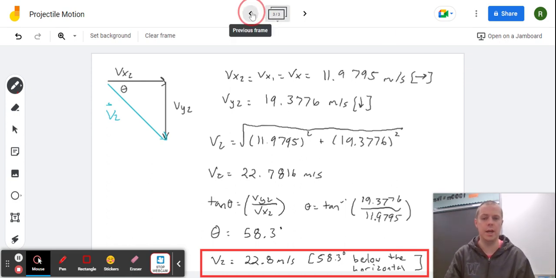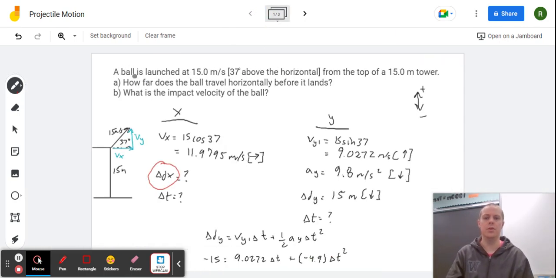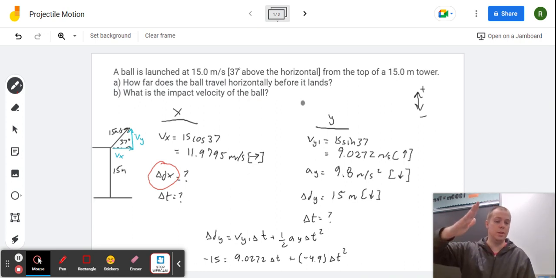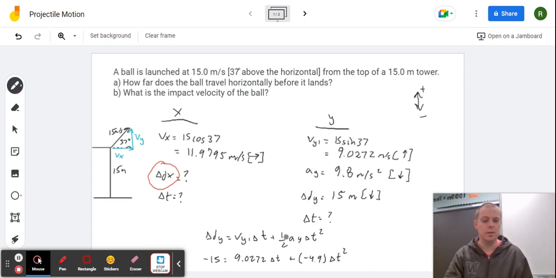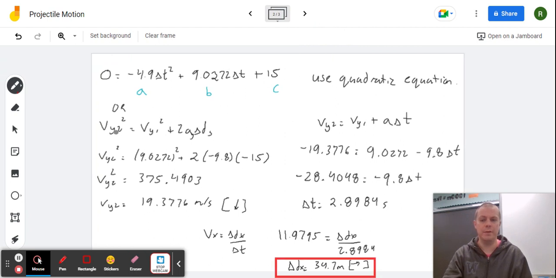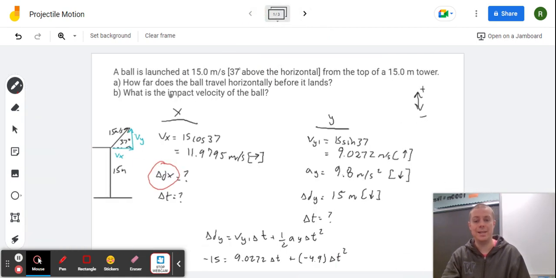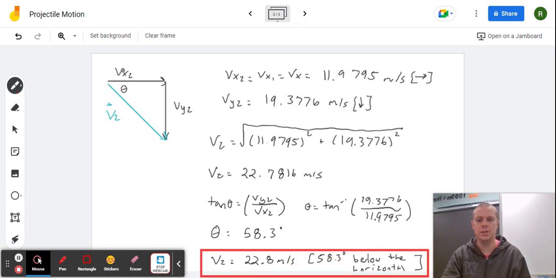So in order to deal with a projectile that's launched at an angle, at a height, okay, we're going to have to make use of either the quadratic equation, or we're going to have to find Vy2 and use Vy2 to find the time, so we can use the time on the x side to get what we actually wanted.